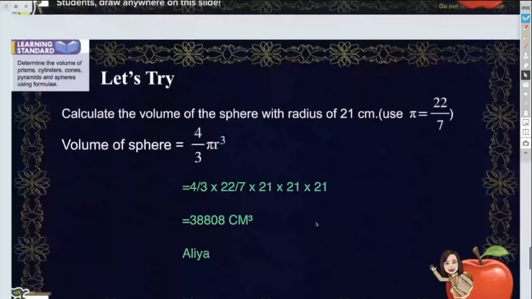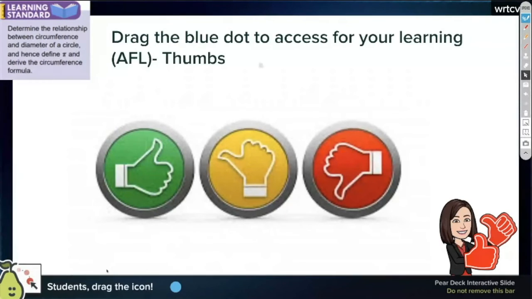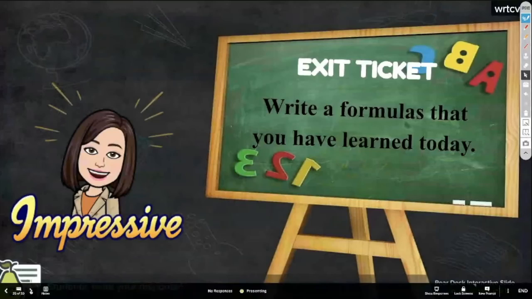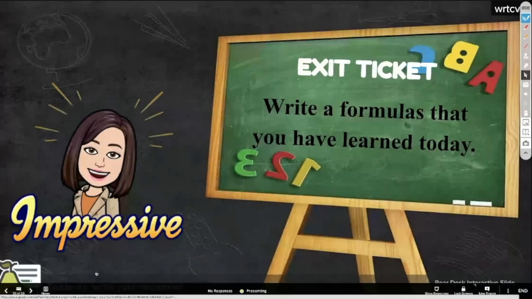Nuha, how? Did you get the answer just now? Formula, substitute the value. Okay, all thumbs up. Very good. Okay. So, exit ticket. Okay. So, write a formula that you have learned today.